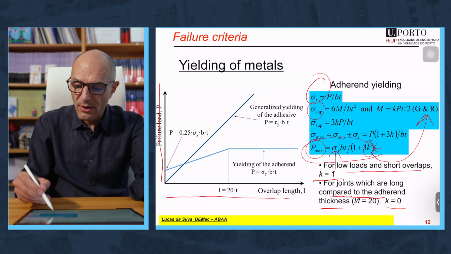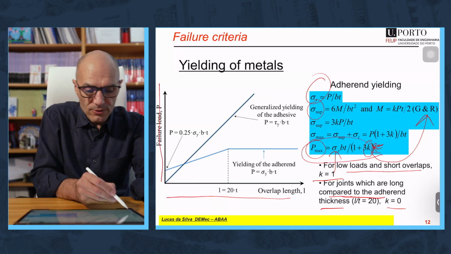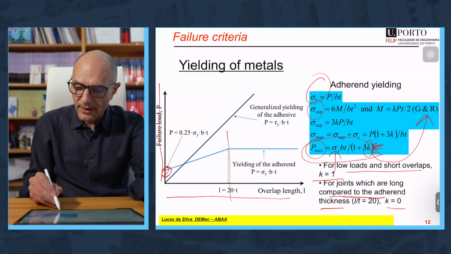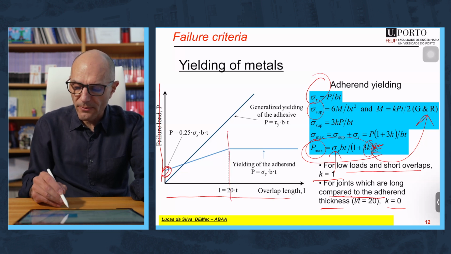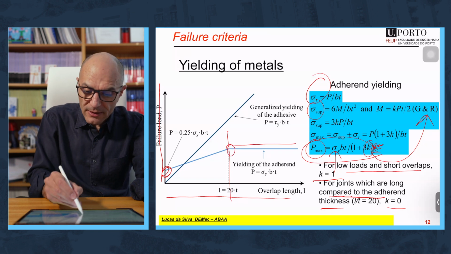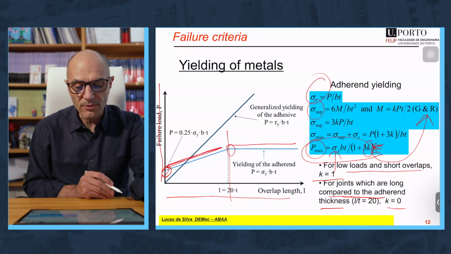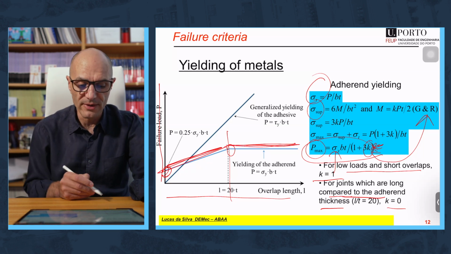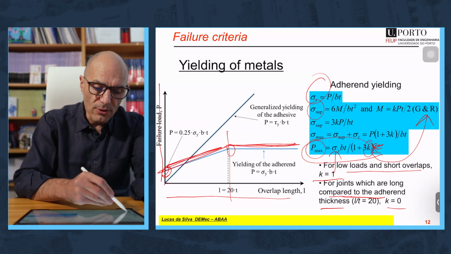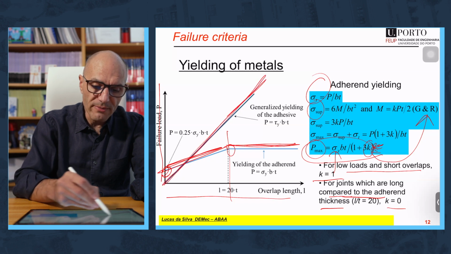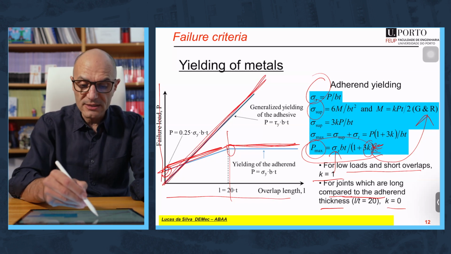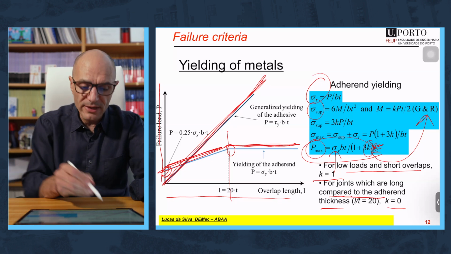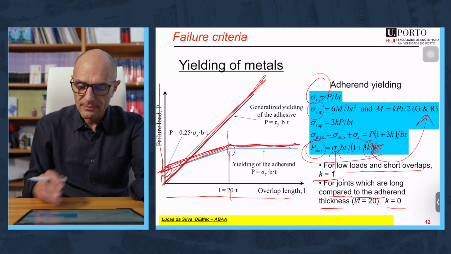So this equation, when K equals 1, you are here, and when K equals 0 from that point, when you have a long adherent compared to its thickness, you are here. And in between, you can interpolate. So this is your limit corresponding to the initial yielding of the metal. The other limit is the global yielding of the adhesive. Imagine you have a metal and a very, very ductile adhesive. You are here. Imagine you have a very, very ductile adhesive but a low strength metal. You are here. Okay?